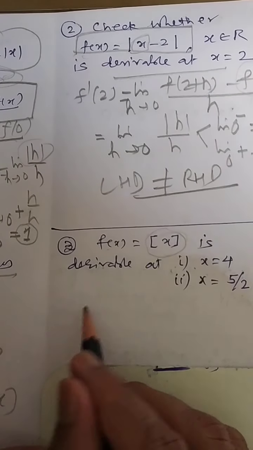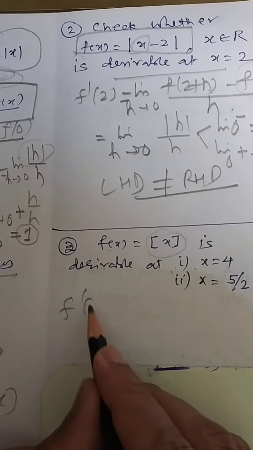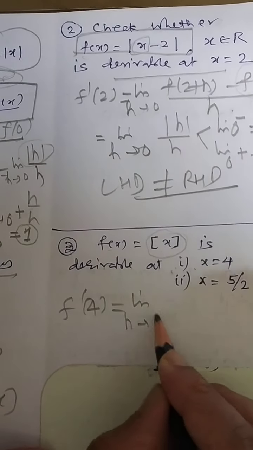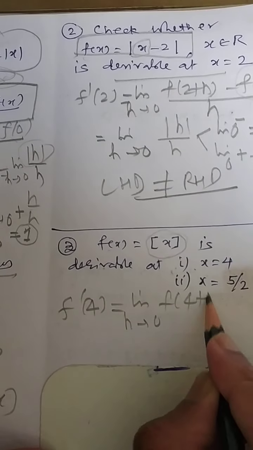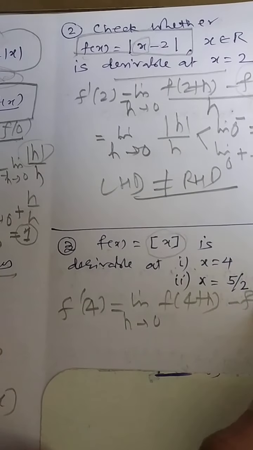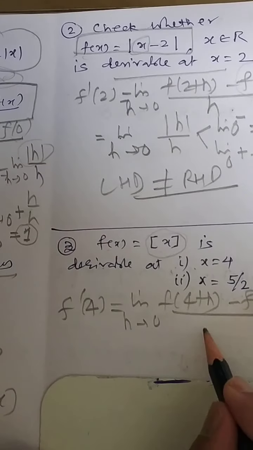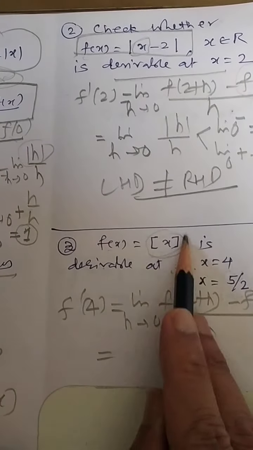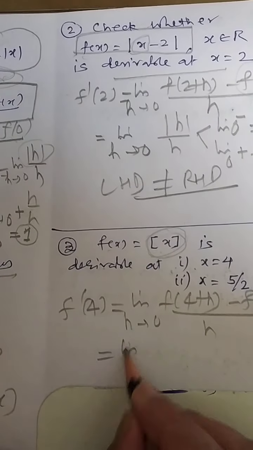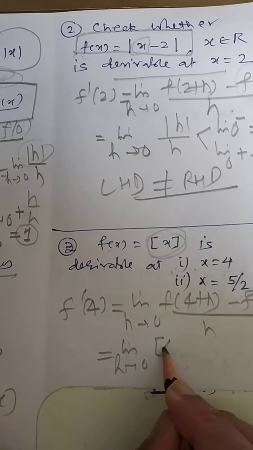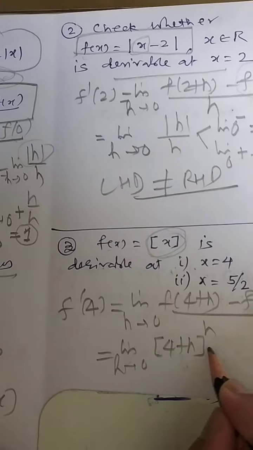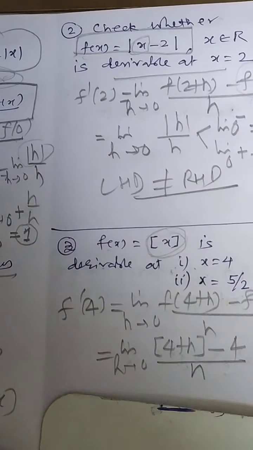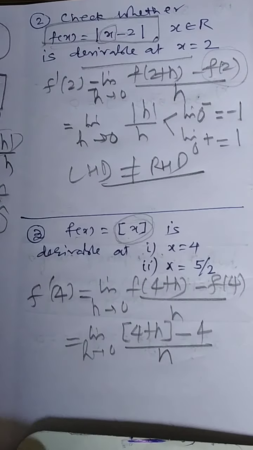So if you use the same definition, f dash of 4, I am going to explain, is nothing but the limit as h tends to 0 of f of 4 plus h minus f of 4 upon h. F of 4 plus h, 4 positive, so greatest integer of 4 positive. If I am writing, I should write here it is 4 plus h minus f of 4, which is nothing but 4 upon h. Now the greatest integer function depends upon h positive, h negative.